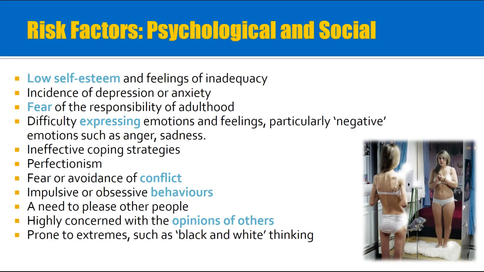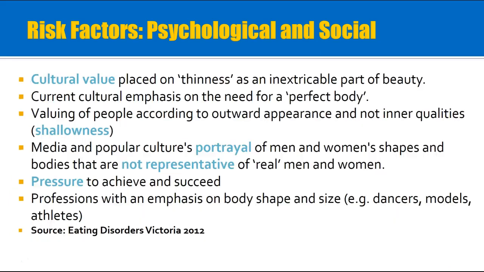So there are a huge amount of risk factors for anorexia nervosa. So low self-esteem, anxiety or depression, fear of adulthood, difficulty expressing emotions, not being able to cope, perfectionism, fear or avoidance of conflict, impulsive or obsessive behaviours, a need to please others, highly concerned with the opinions of others, and black and white thinking.